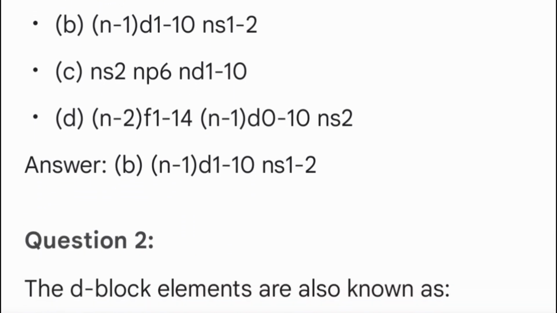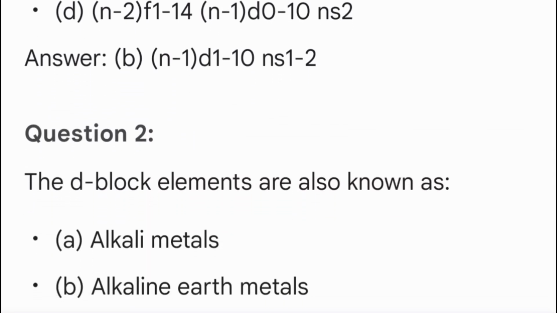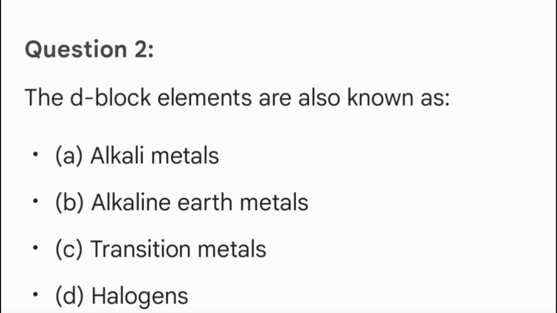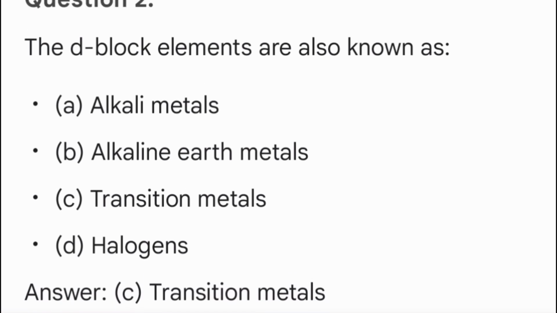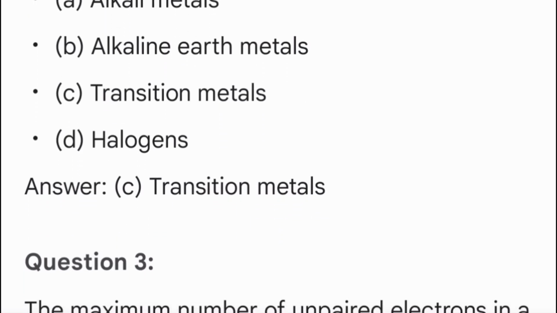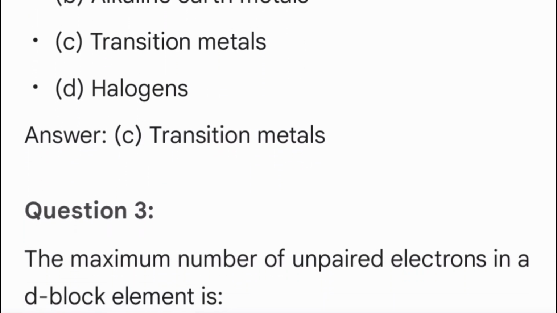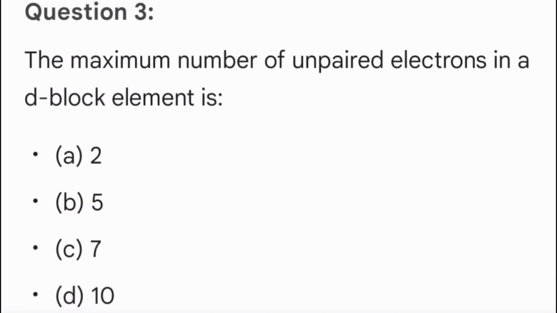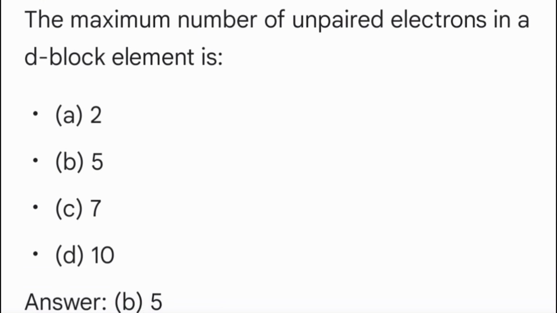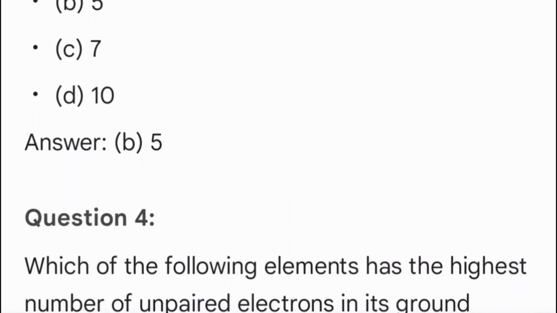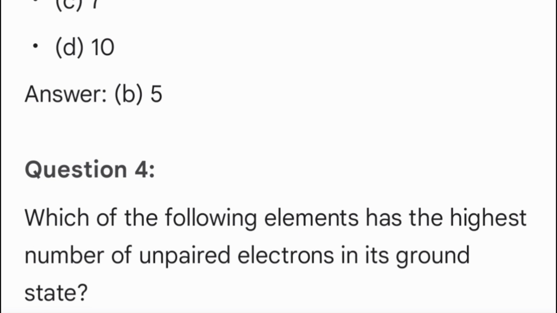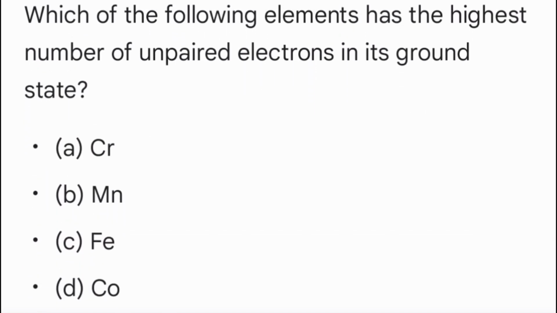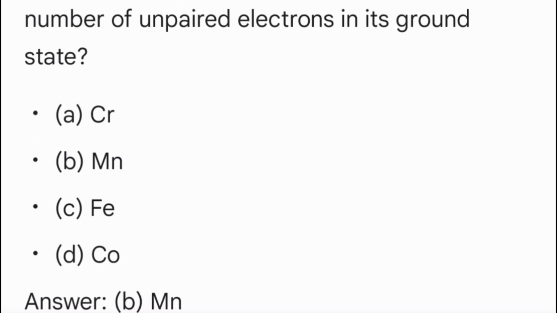Question 2. The d-block elements are also known as: A. Alkali metals, B. Alkaline earth metals, C. Transition metals, D. Halogens. Answer: C. Transition metals. Question 3. The maximum number of unpaired electrons in a d-block element is: A. 2, B. 5, C. 7, D. 10. Answer: B. 5. Question 4. Which of the following elements has the highest number of unpaired electrons in its ground state? A. Cr, B. Mn, C. Fe, D. Co. Answer: B.